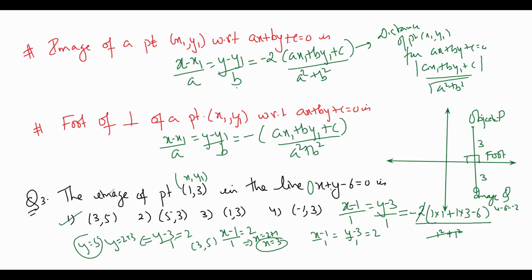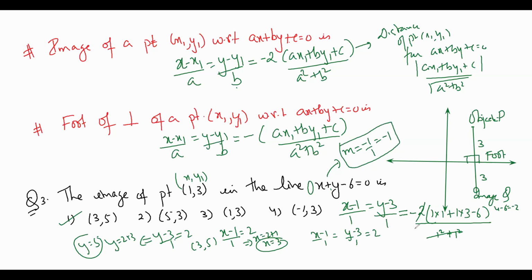But here there is one more shortcut, and that is on the concept. If you forget this formula, you can again find out the image of this point (1, 3) with respect to this line. And how do we do that? We know that image is always on the perpendicular line to the given line, and foot is always the midpoint of object and image. So by checking options, we can again find the image. How? You just find the slope of the given line, that is minus a by b, minus coefficient of x upon coefficient of y, that is minus 1. So slope of the given line is minus 1.